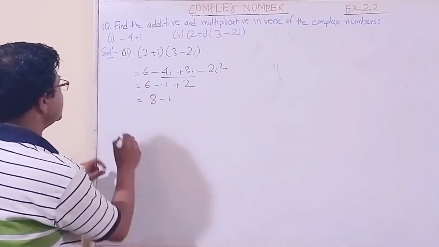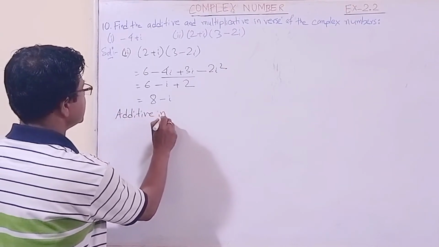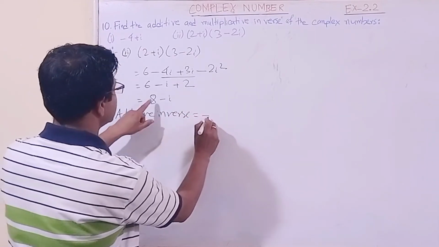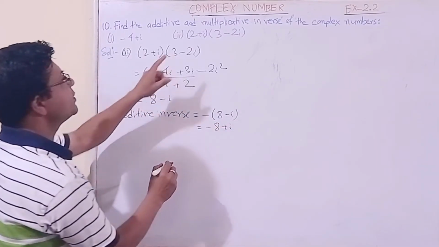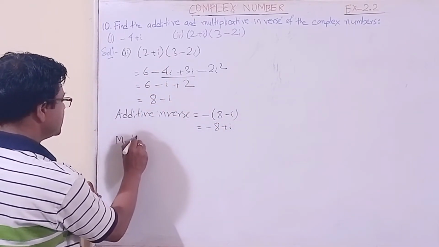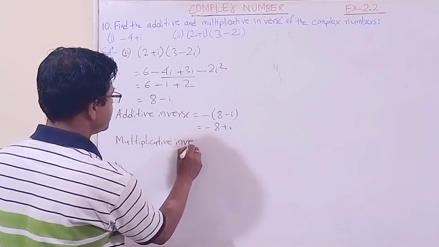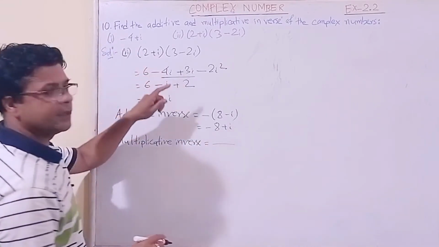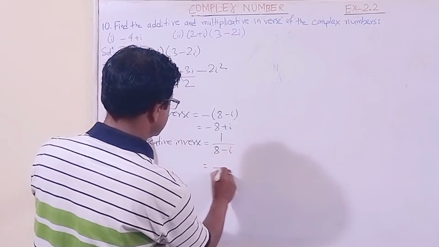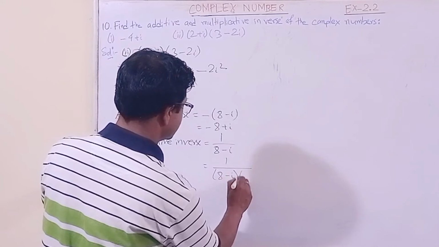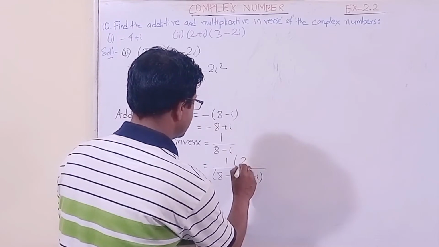Okay, what do we have to find? The additive inverse. The additive inverse will be minus of 8 minus i, that is -8 plus i. Then what do we have to find next? The multiplicative inverse. The multiplicative inverse is the reciprocal, so 1 over 8 minus i. For 8 minus i, we multiply by the conjugate 8 plus i, because we take the conjugate, right?